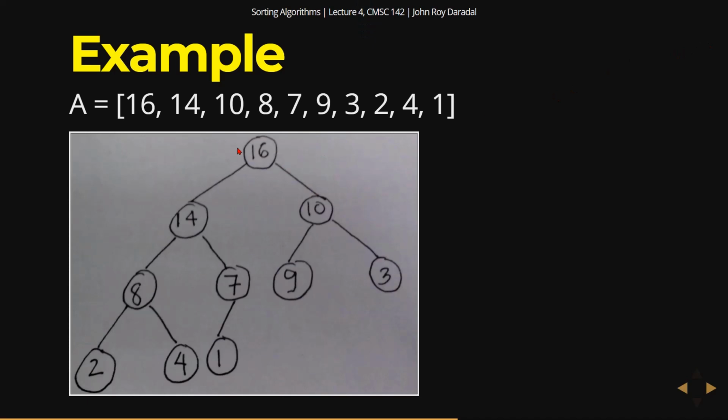So that is how this looks like in actuality. So 16, 14, and 10. 14 has 8 and 7 as its children. That's 8 and 7. 10 has 9 and 3 as its children. And then for 8, the children are 2 and 4. And for 7, only 1 is its child. Okay?